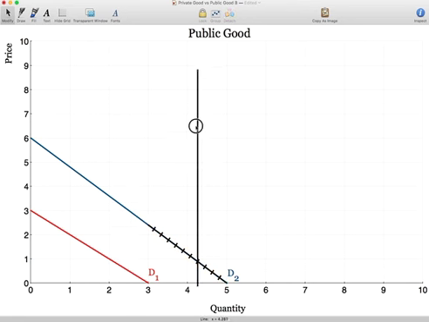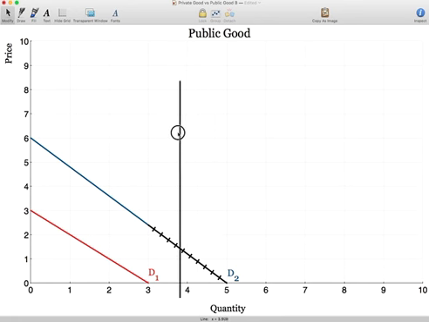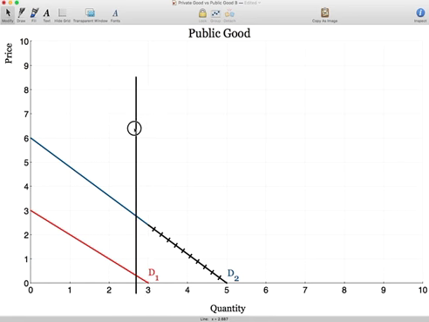So for quantities between 5 and 3, D2 is going to be the overall demand for this public good. If we keep moving along, we hit 3, and what do we notice? We are intersecting two demand curves. So now we have to add D1 and D2 together to get the total demand for this particular market good.